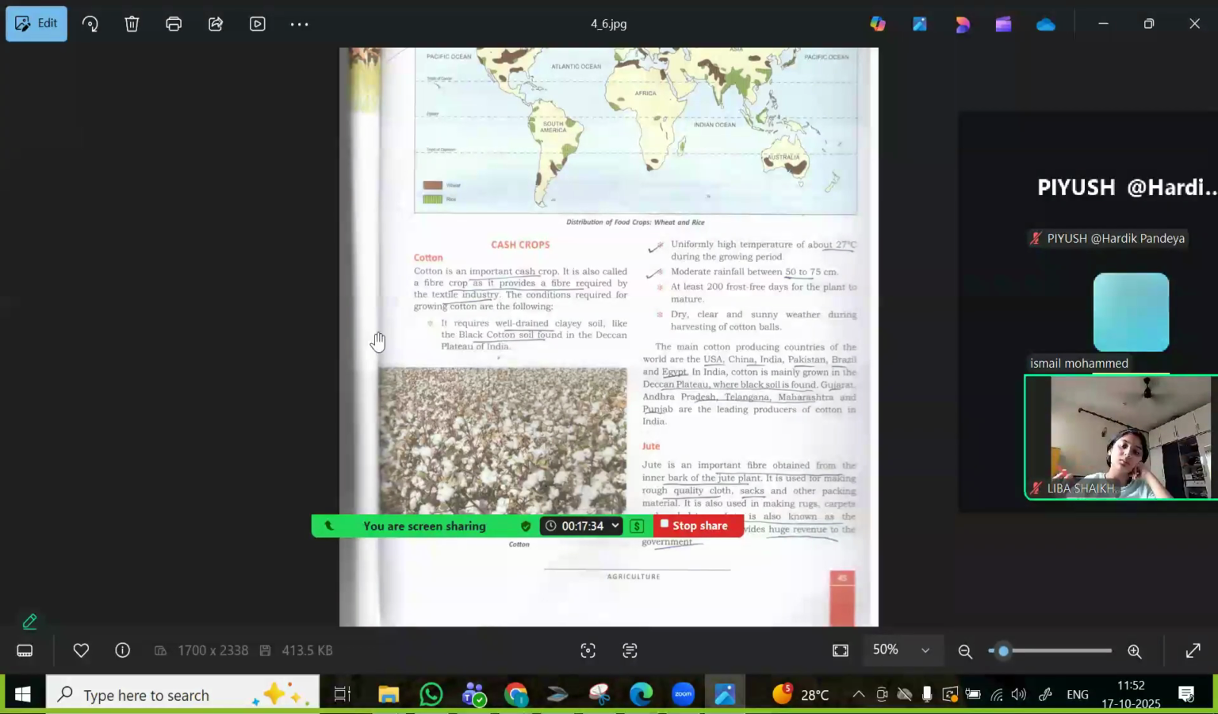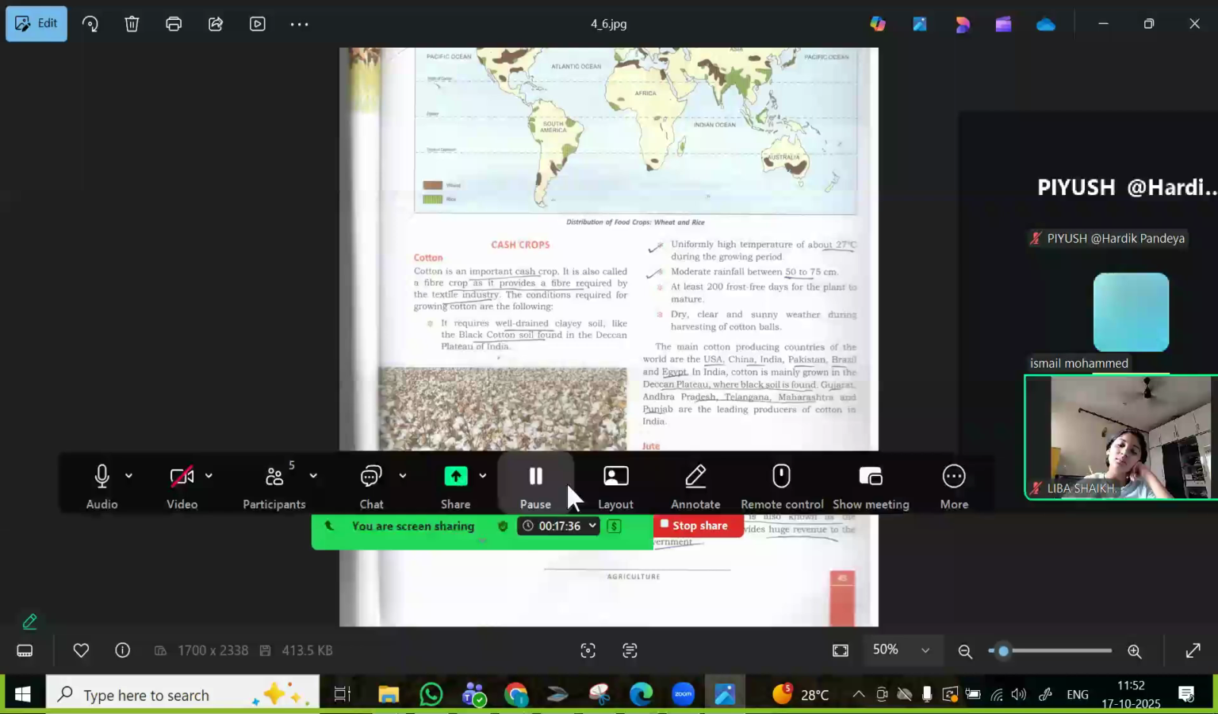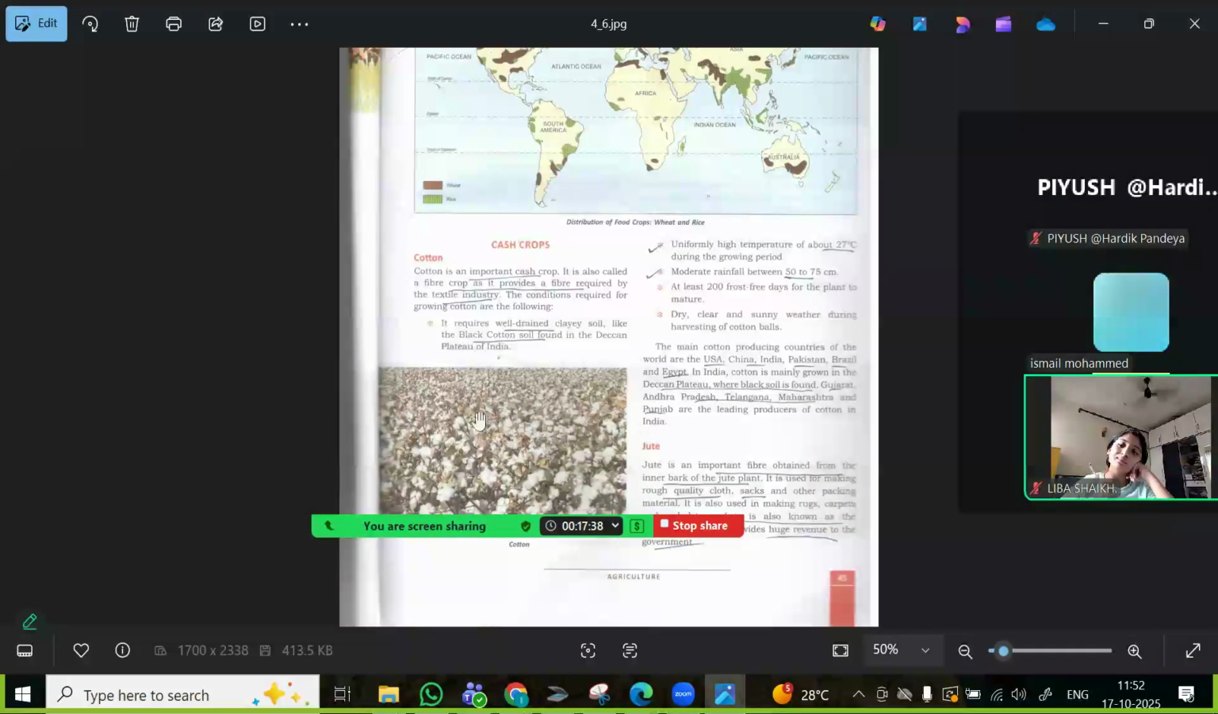So first we will see cotton. Cotton, as you know, just remember this diagram, how it looks. It is an important cash crop. It is also called a fiber crop. Why is it called a fiber crop? Because it provides the fiber required by the textile industry, meaning all the industry that produces cloth. For all the textile industry, the main fiber is provided by cotton. So that's why it's called the fiber crop.